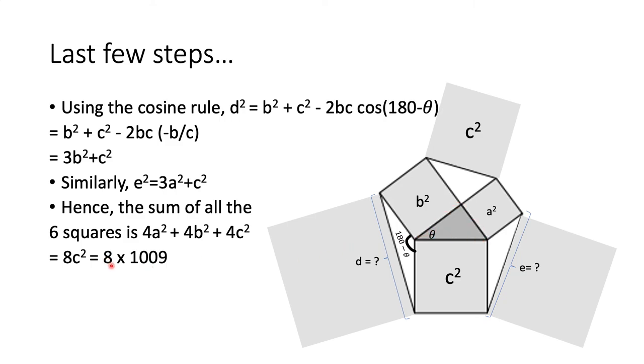So then we get that the area of the 6 squares is 8 times 1009. See if you can quickly do that math before the animation does. So it's 8072.